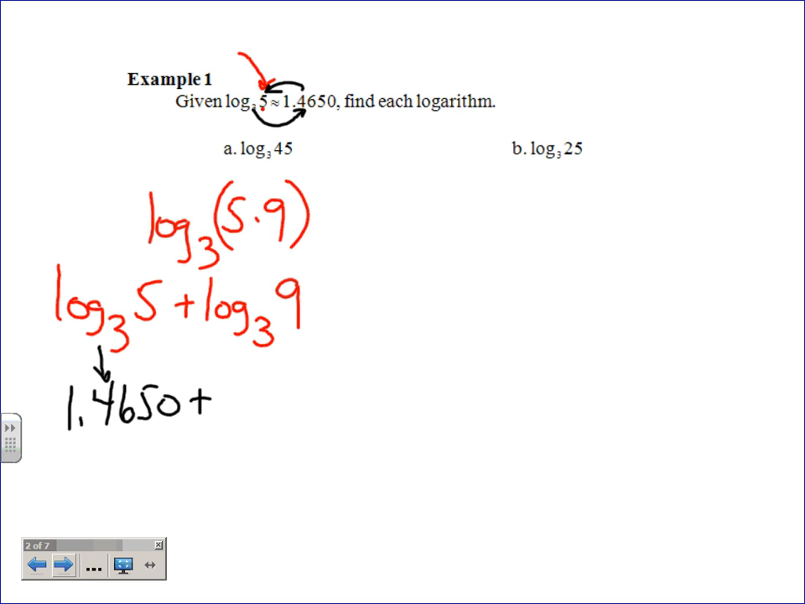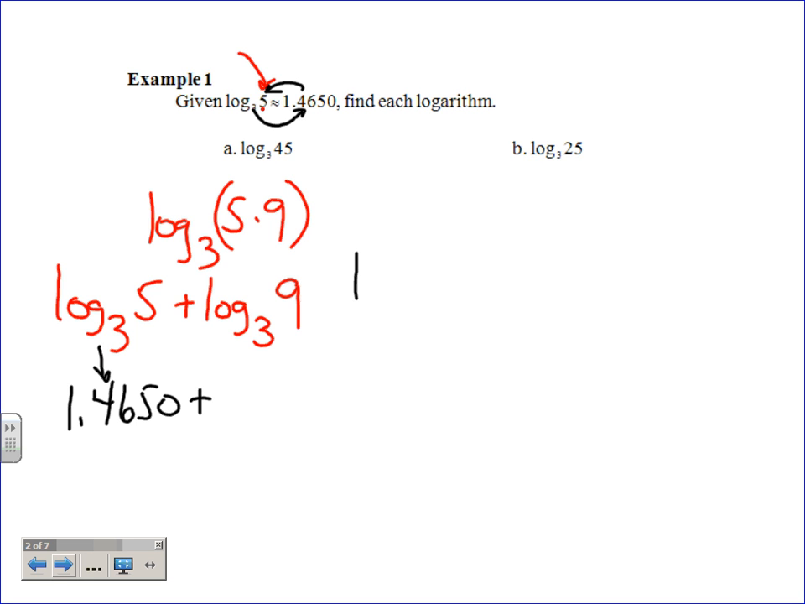Plus something. They didn't tell me anything about 9. And you know what? That table may laugh at you if you look that one up. I'm not sure. You should know that one. What is it? Why is it 2? Because 3 to what power gives you 9? Well, 3 to the second.